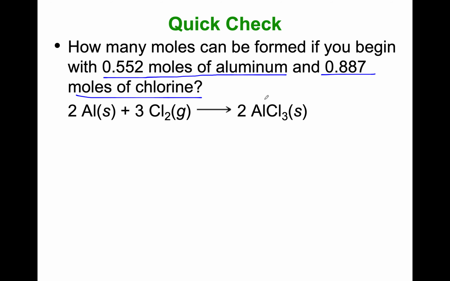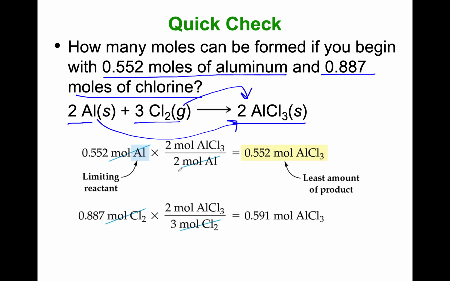So we need all of this information. Okay, we've got aluminum, we've got chlorine, and it's saying how much can form. So you need to see how much can form from that, how much can form from this, and then we're looking for the lowest. So same calculations we've been doing. Mole to mole ratio, mole to mole ratio.